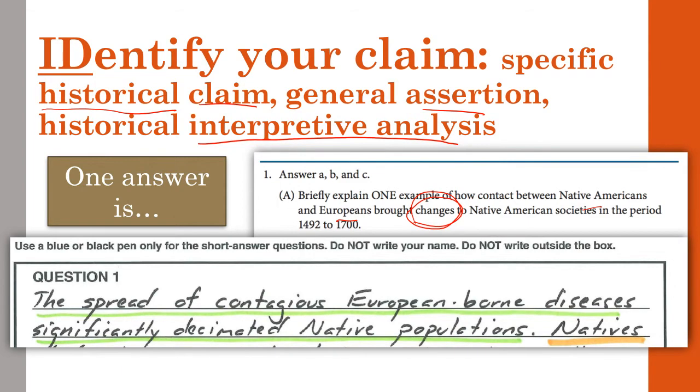Take a look at the second one. You're answering a verb with a verb. So what change occurred? Well, the population in this case was decimated as a result of diseases. So this is probably a better way to put this for the sake of our response. What change was brought? A population change.